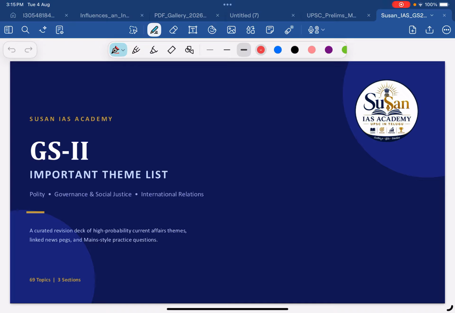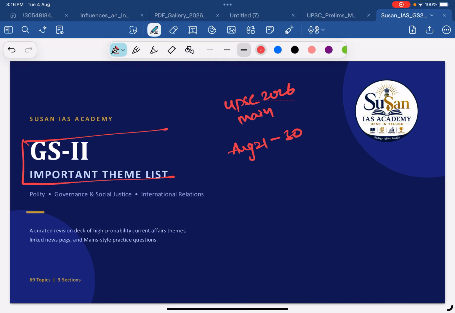So today we are going to discuss the GS2 important theme list for UPSC 2026 Mains. People who are appearing for UPSC 2026 Mains, which is scheduled from August 21st to 30th, for them we are going to give this GS2 important topic list.